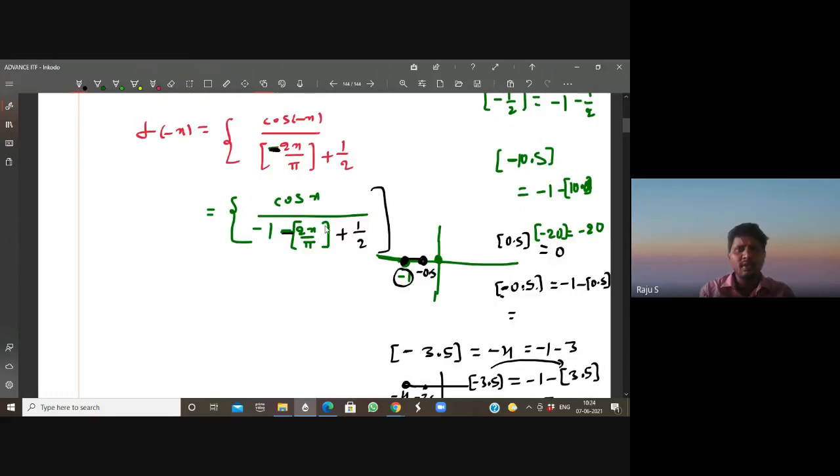Okay, understood, sir. With the help of this, what about the value here? The cos x numerator is positive. Then what about the denominator?